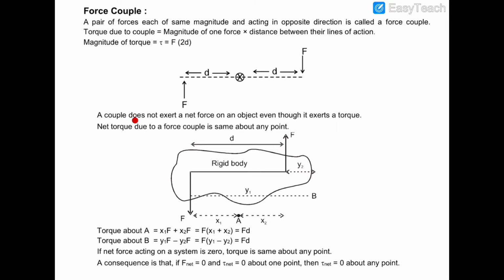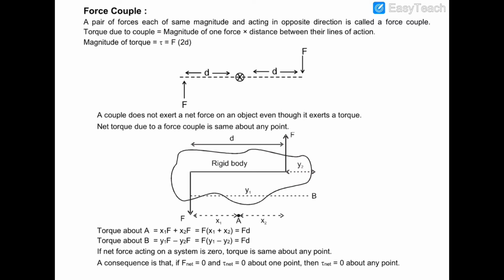Now this force couple does not have any net external force acting on the system. This is very obvious, as these two forces are acting in opposite directions and their magnitudes are equal. So there would be no net force acting on this system. The net force on this system would be 0. But the net torque on this system is not 0, and in fact this torque is equal about any point in the system. So this is very important to note.